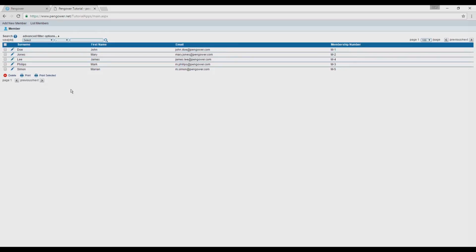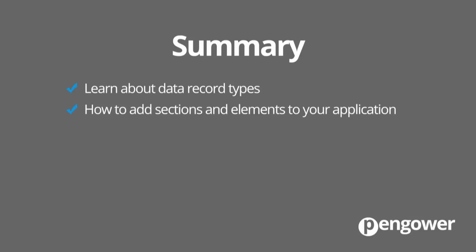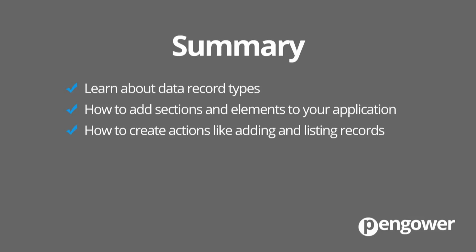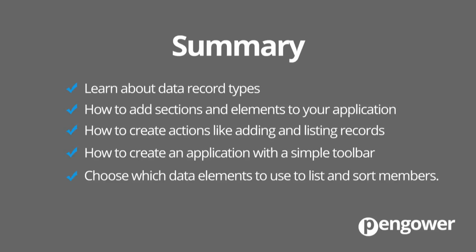You now have created a membership tracker for First Gym, and you have finished creating your database application. To recap, you have now learned what data record types are, how to add sections and elements, and create simple actions like adding and listing records. Also, you have learned how to create a simple toolbar, and you also have learned how to specify which elements you want to use to list and sort members.